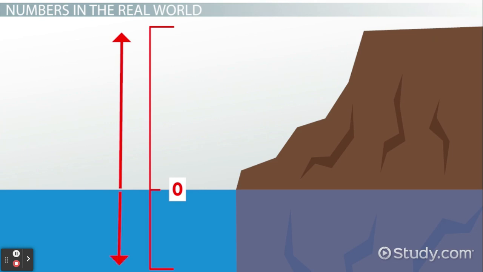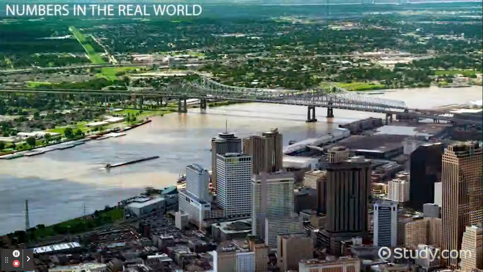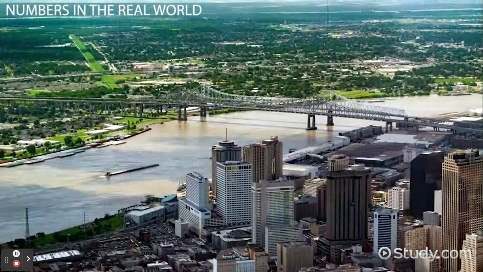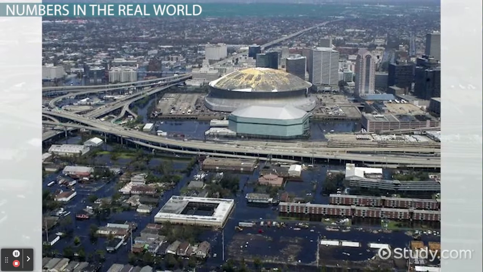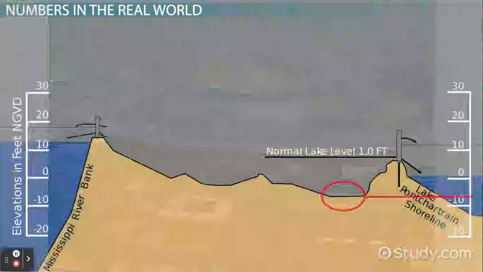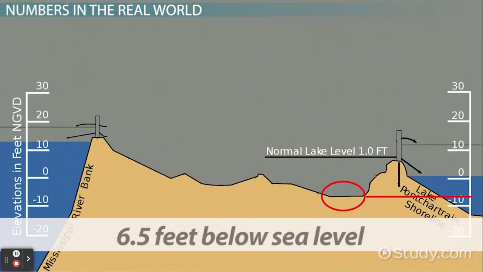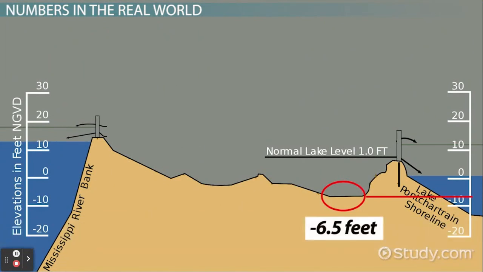And since negative numbers lie below zero, they must correspond to elevations that are below sea level. Consider the city of New Orleans, Louisiana. New Orleans often experiences flooding because some areas of New Orleans actually lie below sea level. For instance, one of the lowest elevations in New Orleans is at 6.5 feet below sea level. So we say the elevation is minus 6.5 feet, a negative number.